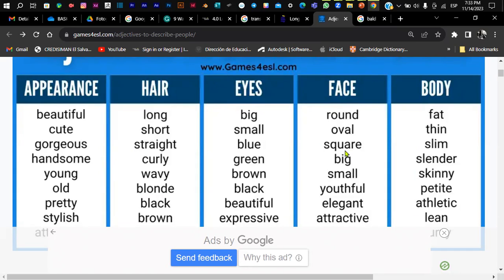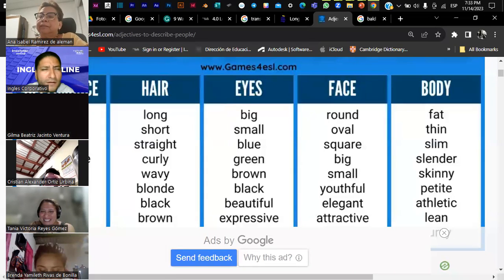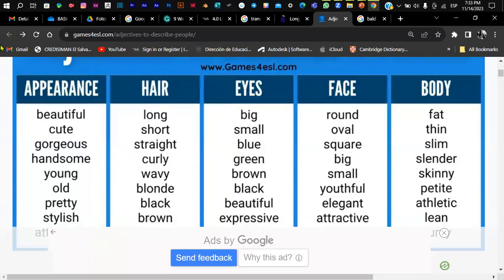Do I have a square face? How is my face? What is the description of my face? Round, oval, square, oval. Oval. Ah, really? Yeah, it is oval. I have an oval face, correct.